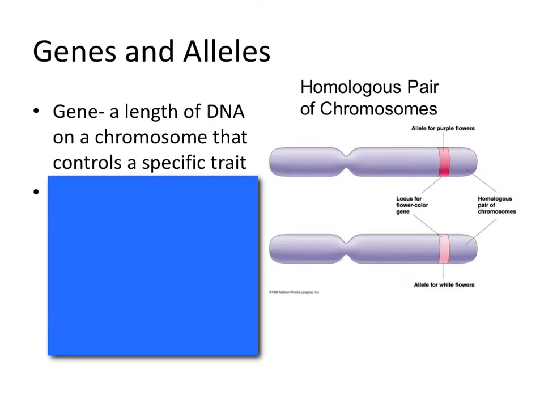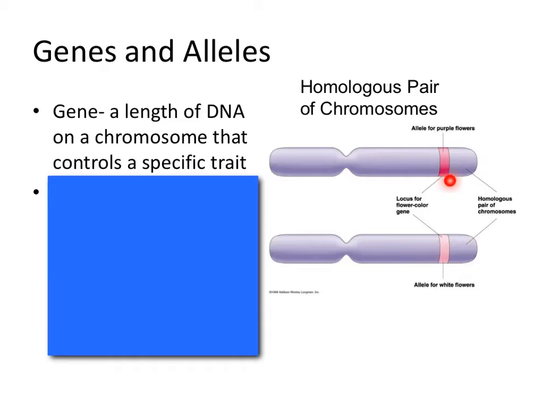So like I said, he didn't really know anything about genes or alleles. He just called them factors, but we do know stuff about genes and alleles. We know that a gene is just a length of DNA on a chromosome that controls a specific trait. So remember, all of our chromosomes come in homologous pairs. If we're talking about humans, we have 46 chromosomes and 23 homologous pairs. Right? You get 1 chromosome from your mom, 1 chromosome from your dad. They're the same thing. And so in this example here, we've got a chromosome from a plant.